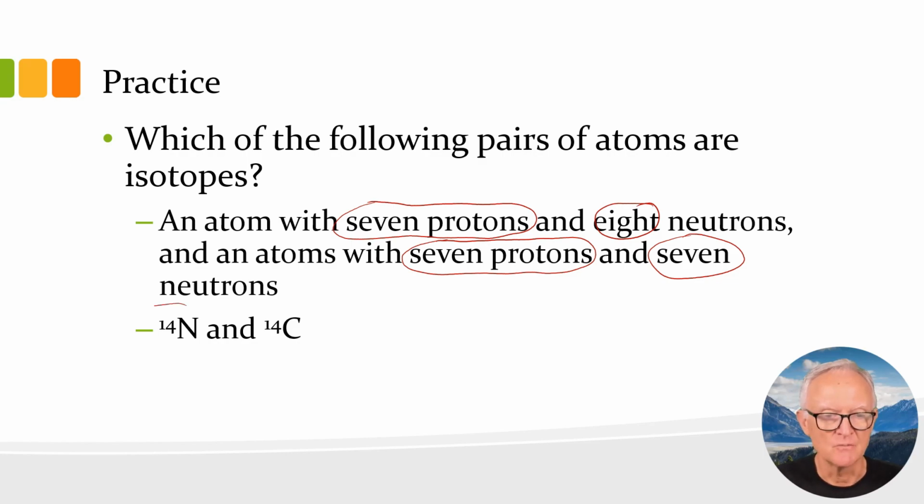What about these two? We have nitrogen 14, so nitrogen with an atomic weight of 14, and carbon with an atomic weight of 14. Are those isotopes of one another? No, they're not, right? Because they have different numbers of protons. Carbon has 6 and nitrogen has 7.